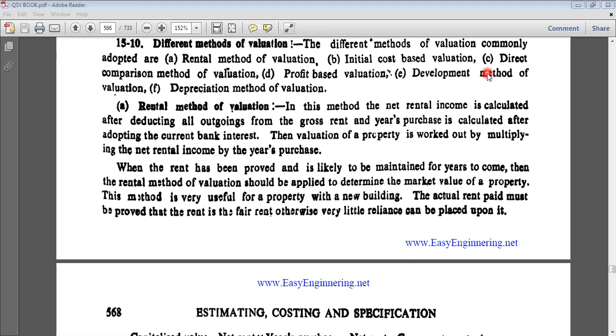Also the specialty of the rental method is that we are going to determine the net income, or the net return, or the net rent of the property, and how we are going to do the evaluation using the rental method of valuation. So just a minute.